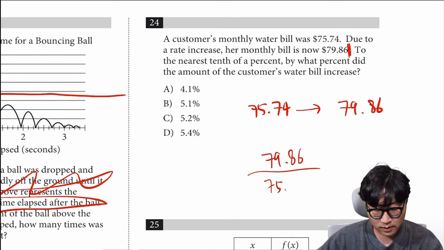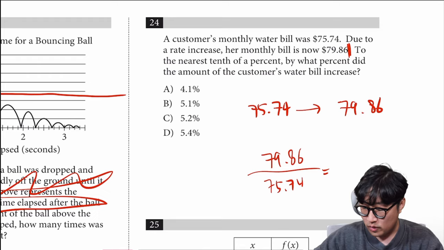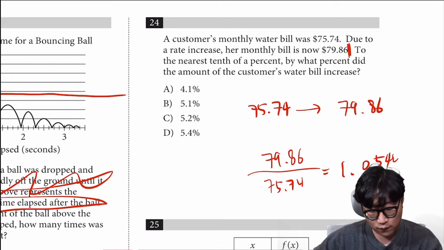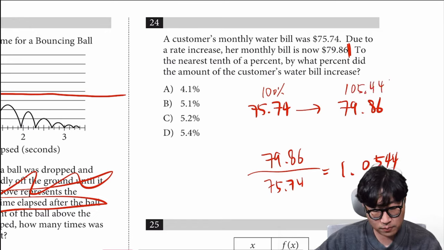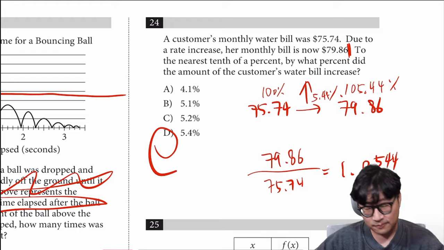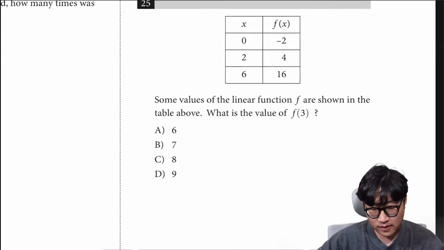79.86 divided by 75.74. So when you do that in your calculator, you will get... 79.86 divided by 75.74. And I got 1.0544, meaning if that's 100%, that's 105.44%. So it went up by 5.44%. Answer choice D.